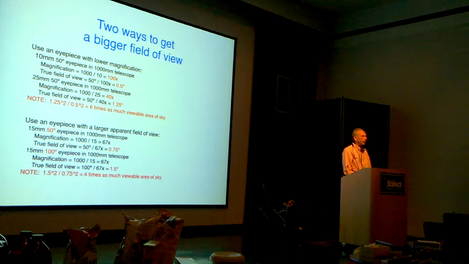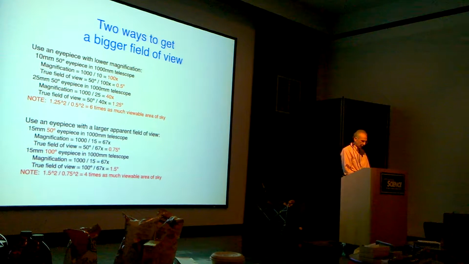Now it may seem that it's only a little more than double to go from 0.5 degrees to 1.25 degrees field of view, but that's not true because that's the diameter, not the area. If you want to compare the areas of those two fields of view, you have to use the square. So the square of 1.25 degrees divided by the square of 0.5 degrees tells you that you get 6 times as much viewable area of sky when you increase the field of view in this way.